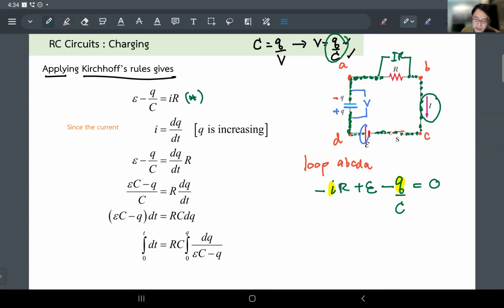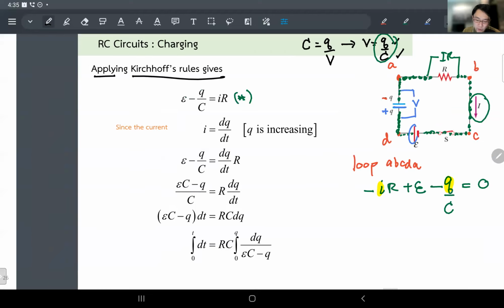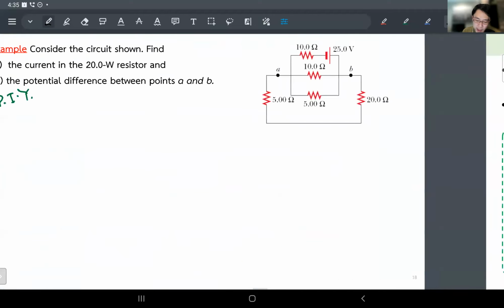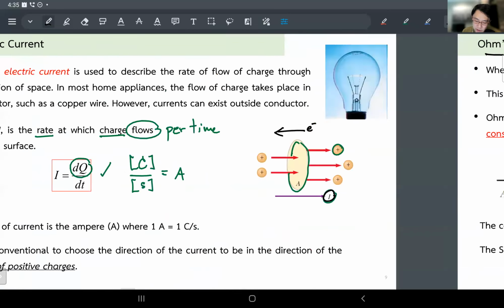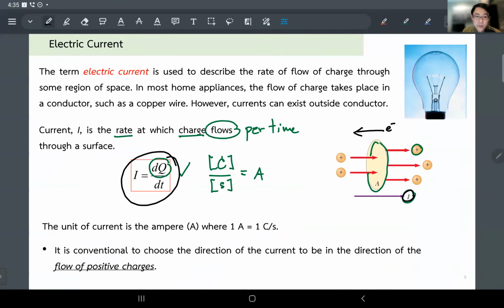However, moreover, there is a relationship between I and Q. If you remember the first few pages that we started this handout, here we go. Remember this? We already defined that the current is the flow of the charge per unit time. So if you speak in the language of calculus, the current is just the derivative of charge with respect to time.